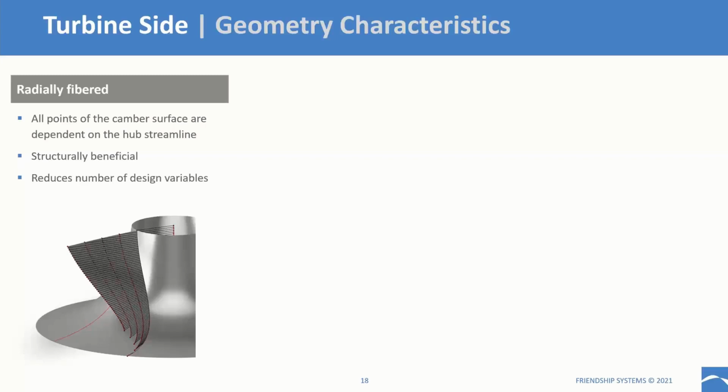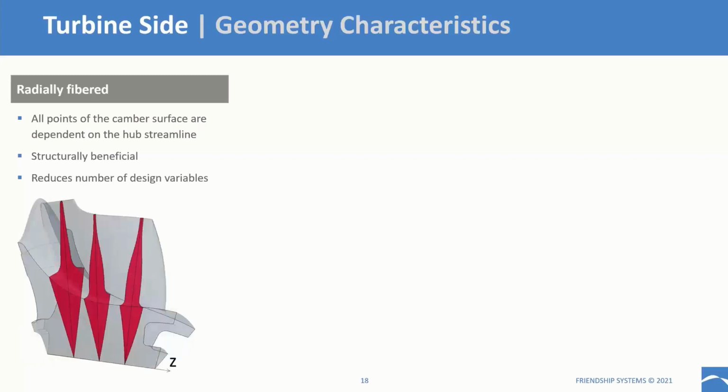centrifugal forces. Exactly, that's what I was looking for. And so it's structurally beneficial, but it's also beneficial in terms of the optimization because the shape of the blade is mainly controlled by the hub streamline, and then it reduces the number of design variables of the model. Yeah, we can see also here with the cross sections, airfoil sections applied to the blade, how it looks.